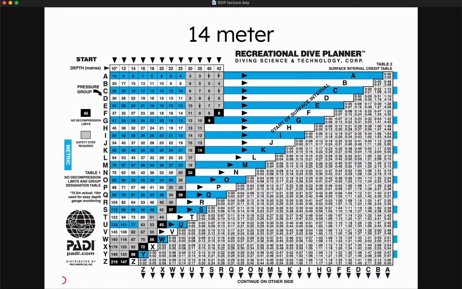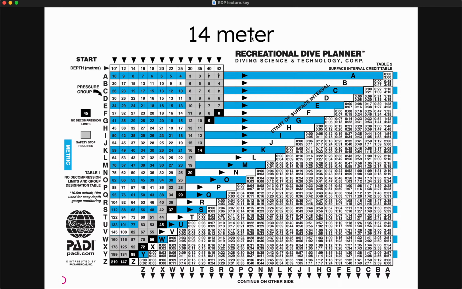And going down the rows here, we have letters A through Z. And these represent how much nitrogen you have in your body. So if you're in pressure group A, then you have very little nitrogen. And if you're down in pressure group Z, then you have a lot of nitrogen in your body. So along the left side of this table, you can see that at the very bottom of each column, there is a black square, and this is the no decompression limit.